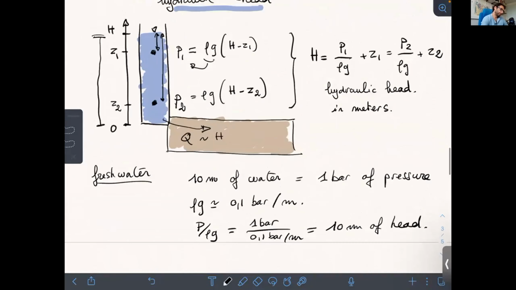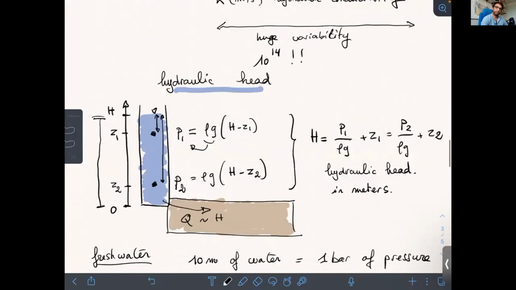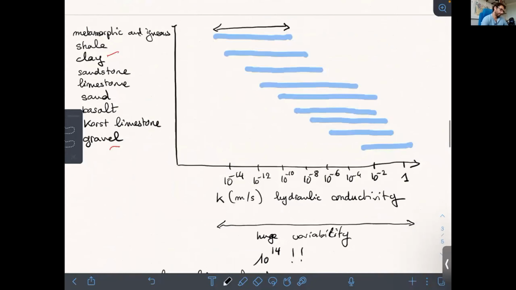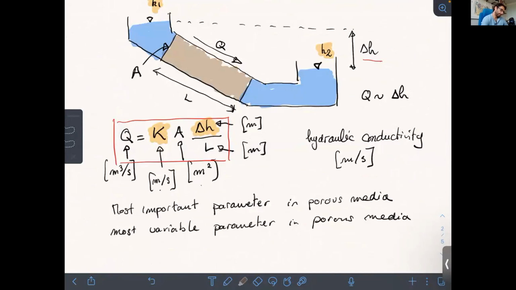And what is important to understand here is that in Darcy's law, there is not the pressure directly. We are not talking directly about pressure. This thing here is not pressure, it is hydraulic head. It's a difference in hydraulic head that counts.